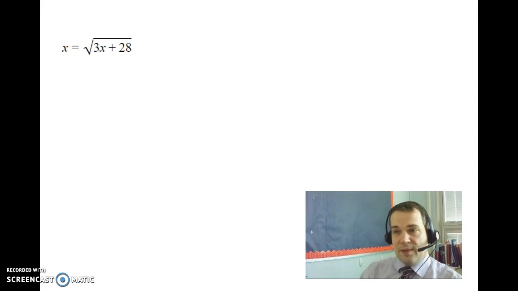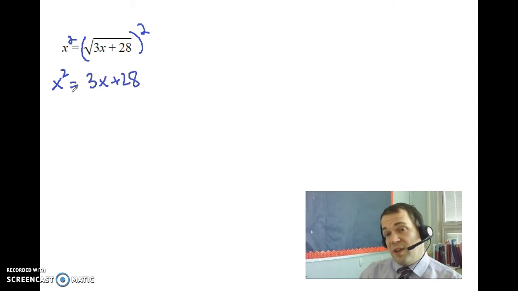So I just need to get rid of it by using a power, the correct exponent. And that power should always match whatever this index is. And as you know, if there's no number written there, the default value is 2. So I'm going to start this off by squaring both sides. And that means the left side is simply x squared, and the right side, square and square root cancel, leaving me 3x plus 28.